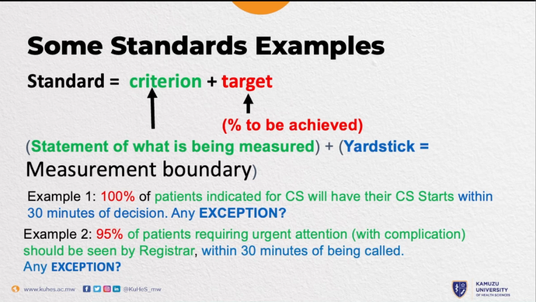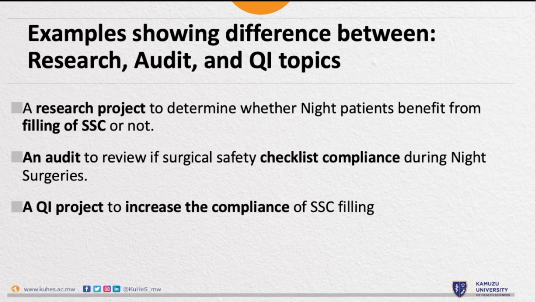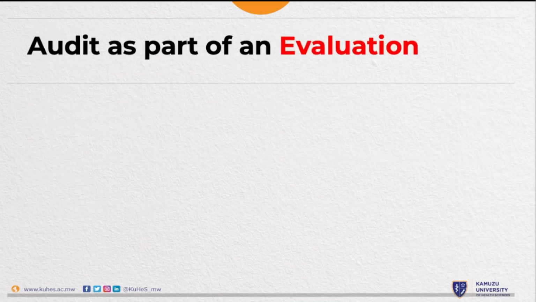So the green is criteria, the target is red, and the yardstick or the measurement boundary in blue. So make sure that the standard you are auditing follows that way. And as you've seen, it is SMART, so it is specific, measurable, achievable, relevant, and in time scale or theoretically sound. And the examples are there, but we are going to go quickly.